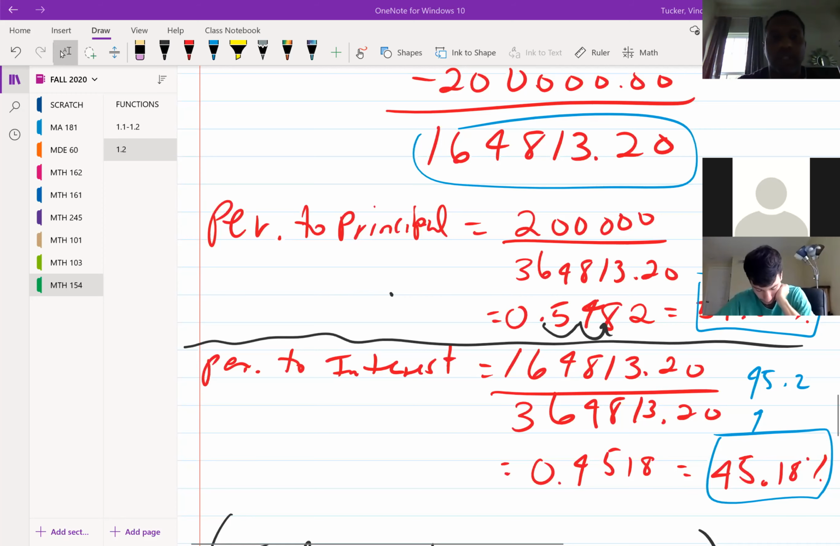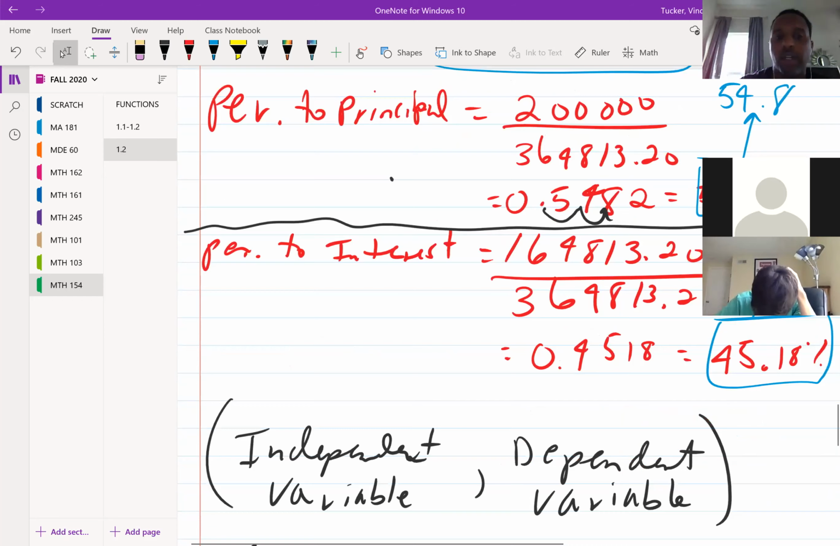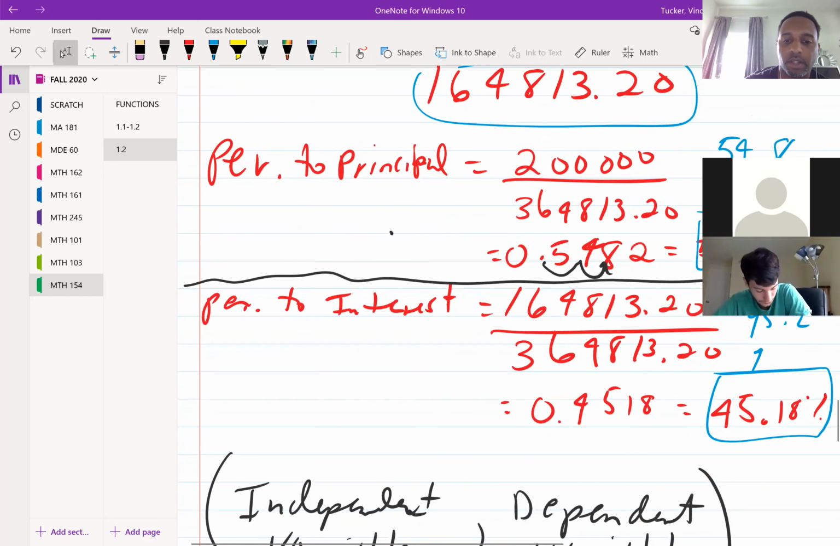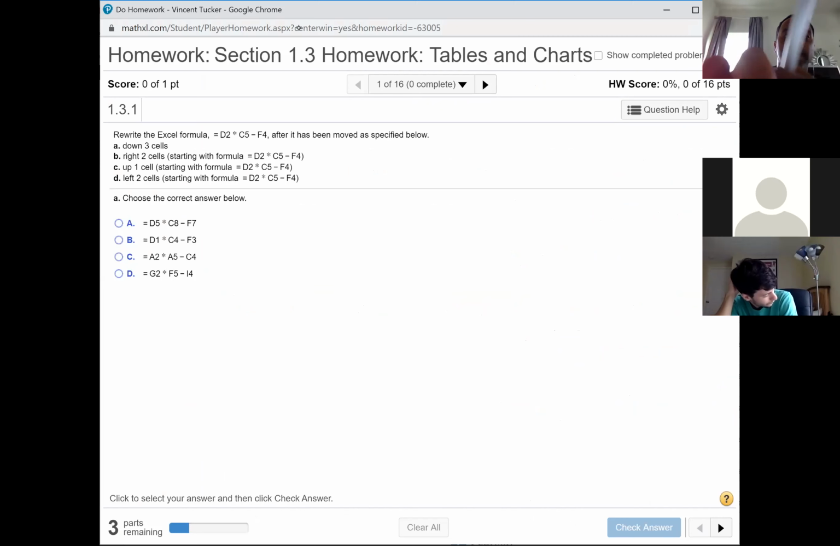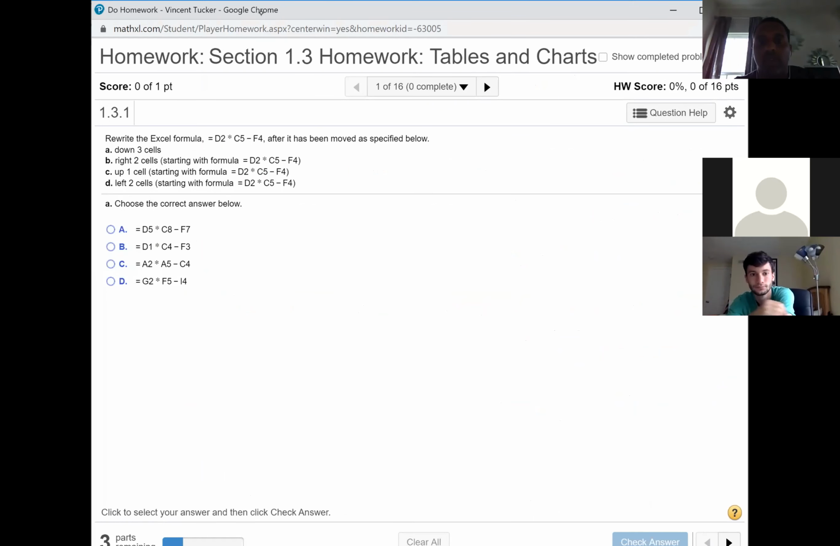So that was the latter part of 1.2. Let's look at 1.3. Do a few on 1.3. Okay, so 1.3 is on tables and charts. So let's look at Excel before we do this problem.